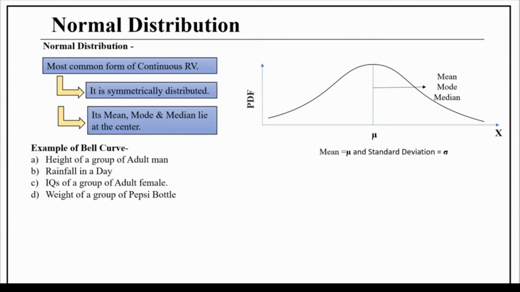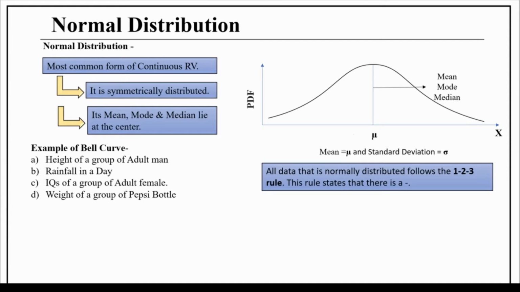Some examples of a bell curve are: the height of a group of adult men. Second one is rainfall in a day. Third one is IQs of a group of adult females. Fourth one is weight of a group of Pepsi bottles.